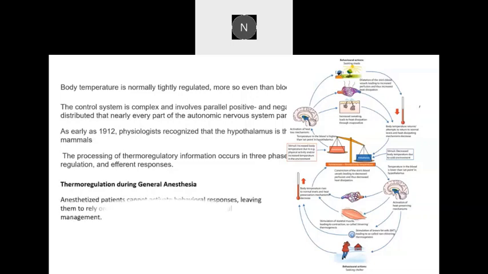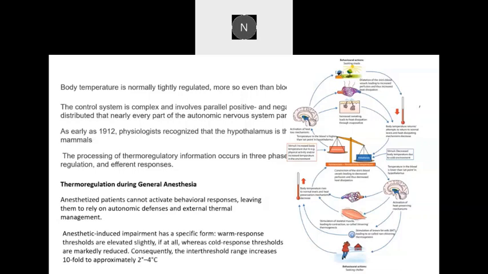So thermoregulation under general anesthesia, which is activated by behavior, cannot be done by the patient; the patient cannot ask for more clothes. So we have to cover the patients, leaving them relying only on autonomic defense and external thermal management. And the anesthetic-induced impairment has specific forms. Warm response thresholds are elevated slightly, whereas cold response thresholds are markedly reduced. Consequently, the inter-threshold range, that is the range between warm and cold response, increases tenfold, approximately 2 to 4 degrees centigrade. This is what is happening under anesthesia, especially general anesthesia.